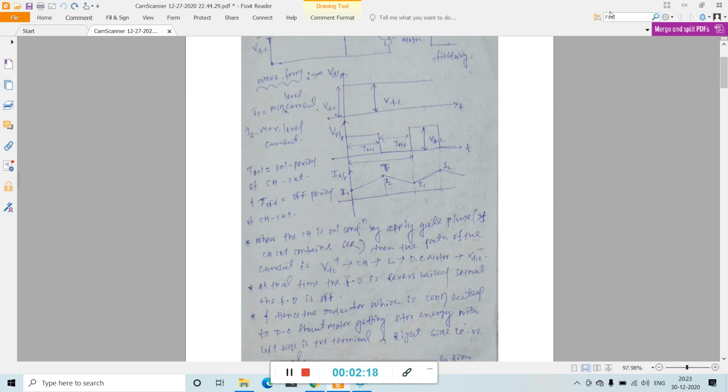Here is the waveform. This much is the DC input and this is the output. We have the output voltage like this. This is the output of the chopper circuit and this is the output current waveform. Here I1 and I2: I1 is the minimum level of current, and I2 is the maximum level of current. T on is the on period of the chopper circuit, and T off is the off period of the chopper circuit.